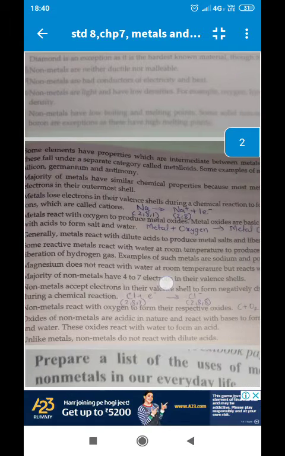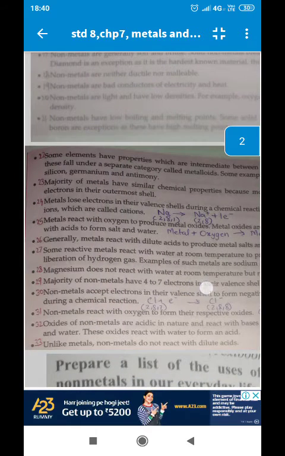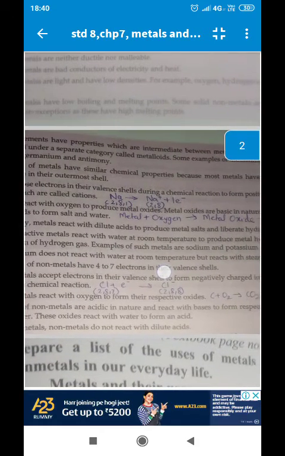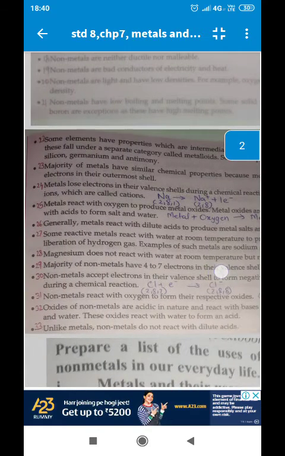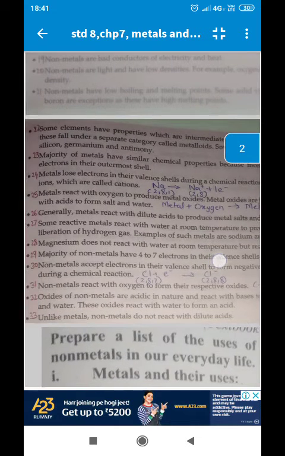The majority of metals have similar chemical properties because most metals have up to 3 electrons in the outermost shell. Metals lose electrons from their valence shells during chemical reactions to form positively charged ions, which are called cations. For example, sodium donates 1 electron and acquires a positive charge. Before donating, sodium had the electronic configuration 2, 8, 1, but after donating, the atom has converted into an ion and the electronic configuration becomes 2, 8.